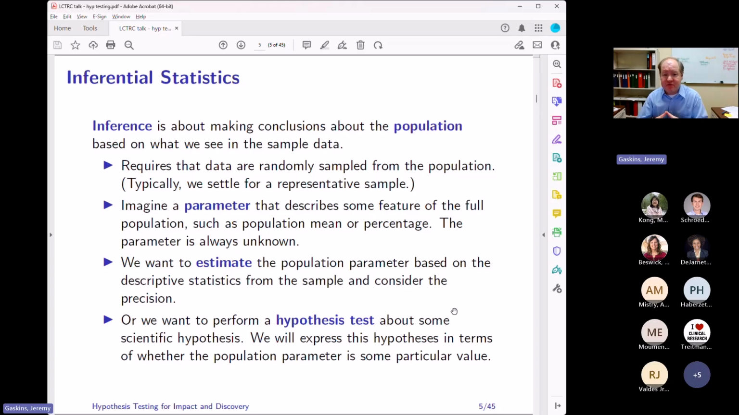But what I do want to focus on is when we're talking about performing inference, one of the things that we want to think about is imagining the parameter that describes some feature of our data. This is some mathematical value that is always going to be unknown. And we'll clarify in a little bit what this may look like in particular examples. But the parameter is basically the thing that we want to perform our hypothesis on. And so I'm going to use my sample data to get some estimate of this population parameter, and that's going to be descriptive statistics from our sample.